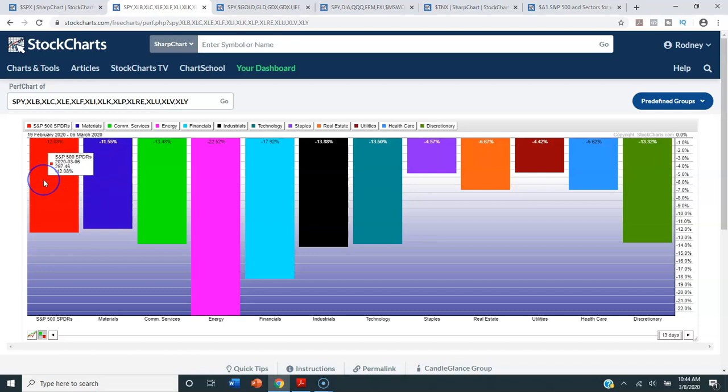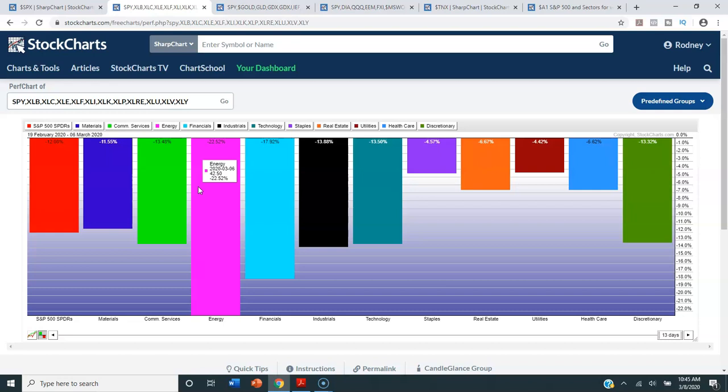So again, we know we're down 12.08% on the S&P 500 over the last 13 trading sessions. The materials sector, which is the XLB, again, you can see the tickers up here, that's the ETF in this space, is down 11.55%, so fairly similar to the S&P 500 itself. And then when we get into communication services, companies like Facebook are in there. That ETF is down 13.48%. Again, the ETF representing the communication services sector, down 13.48%. Now look at energy, guys, down 22.52%. This sector has been dead money for years and years.